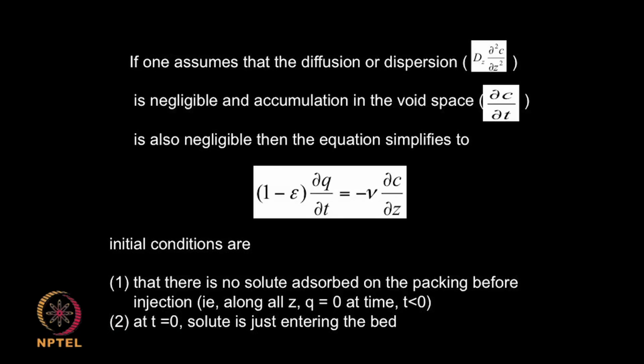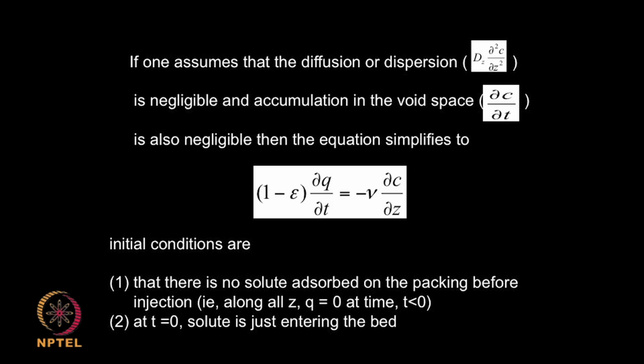So, if one assumes that the diffusion or dispersion is negligible and the accumulation in the void space, dC by dZ, is also negligible, then the equation reduces to a very simple form. That means we neglect the diffusion coefficient and also neglect the accumulation of the solute in the void space, that is dC by dt. So, we end up with (1 minus epsilon) dq by dt equal to V, the velocity, times dC by dZ, the change of concentration along the distance, and this is the accumulation in the solid phase or the stationary phase as a function of time.